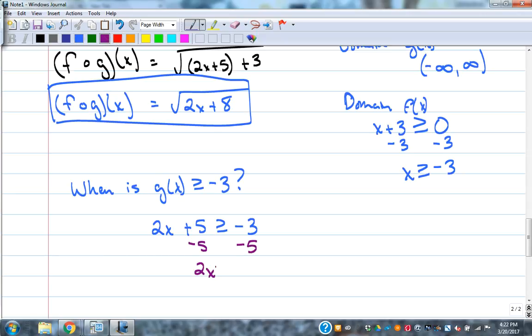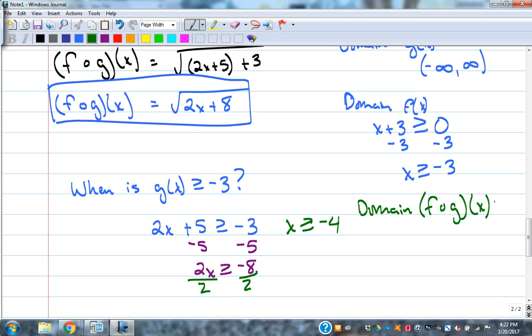2x is greater than or equal to -8. Divide by 2. x has got to be greater than or equal to -4 for a restriction of that. Okay, so the domain of f composed with g of x would be from -4, including -4, up to infinity, based on that.